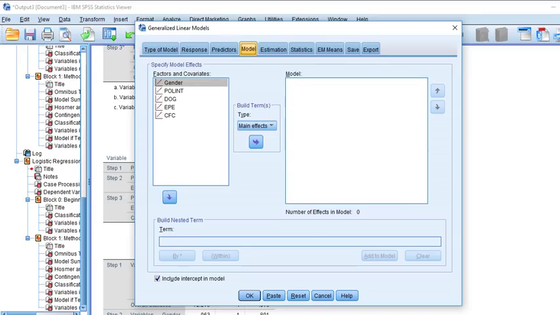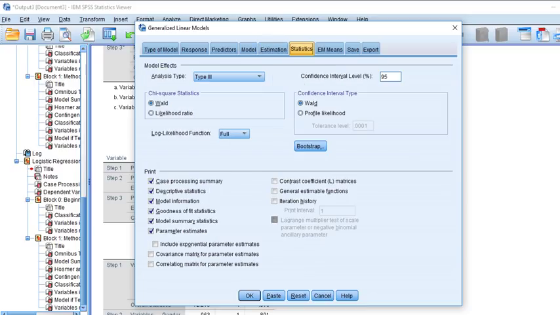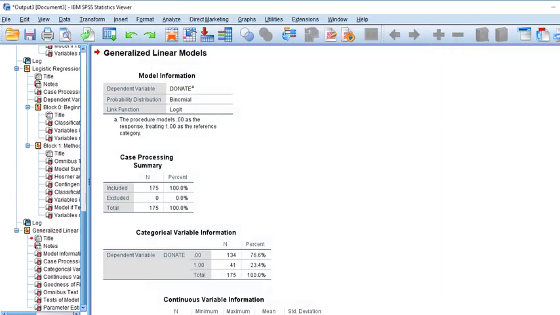If I click on model, I'm going to highlight all of these. They are all main effects, and I'm going to add those. Then if I go to statistics, I'll ask for exponential parameter estimates and click on OK. And so now you can see that the generalized linear model is telling me what the dependent variable is and which group is the response in the reference category.